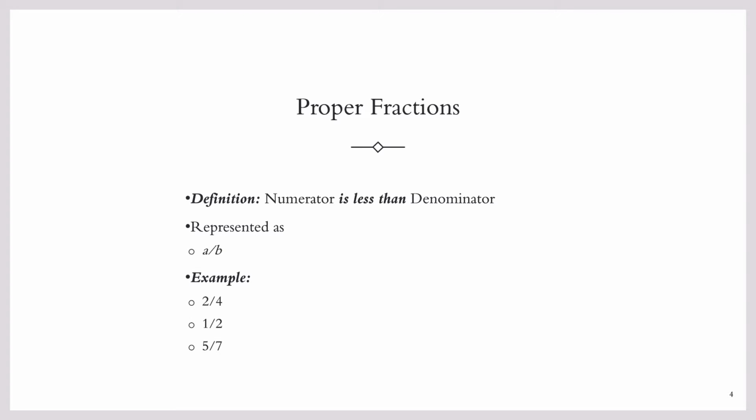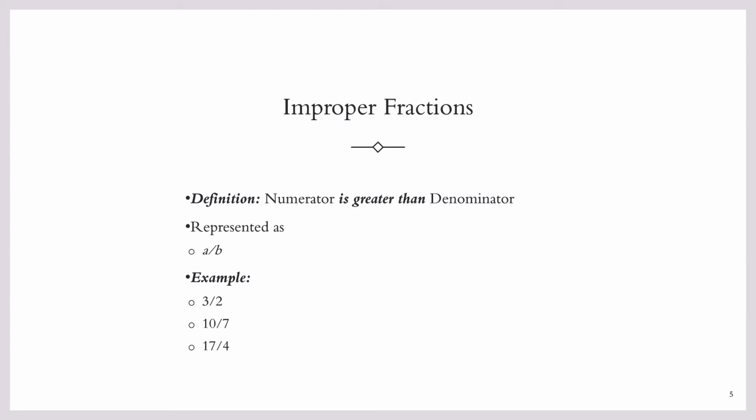So there are three main types of writing fractions. First one is proper fractions. Proper fractions are fractions where the numerator is less than the denominator. The representation is as it was. For example, 2 over 4, 1 over 2, and 5 over 7 are examples of proper fractions.